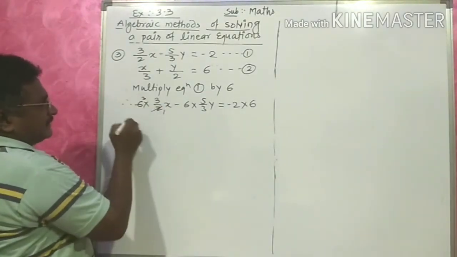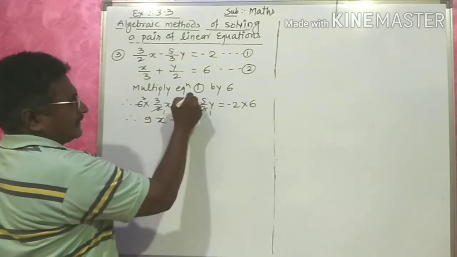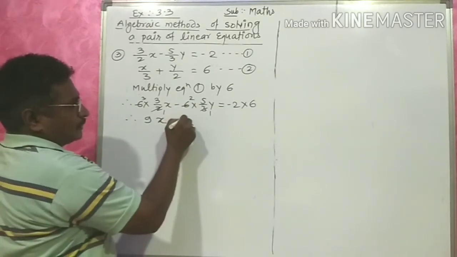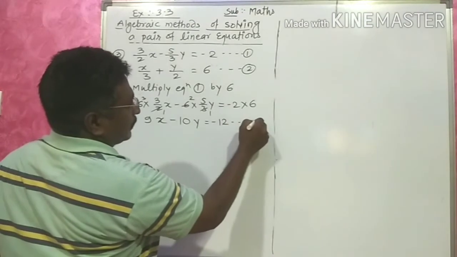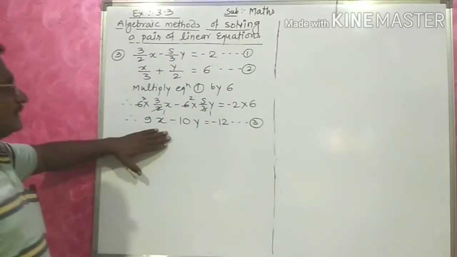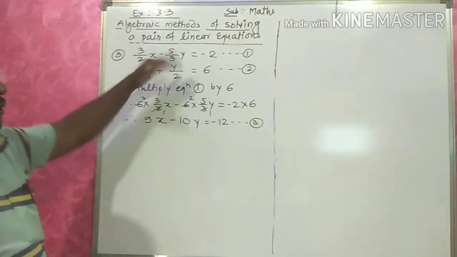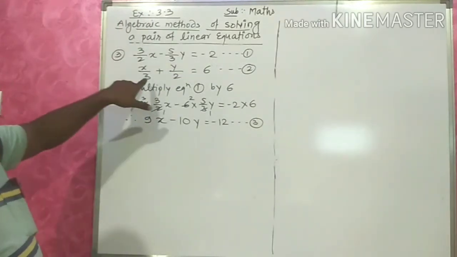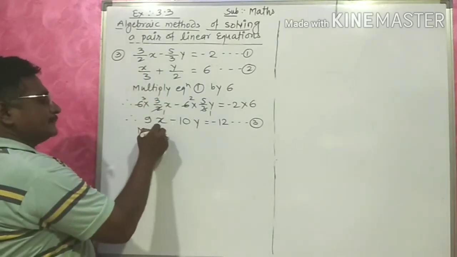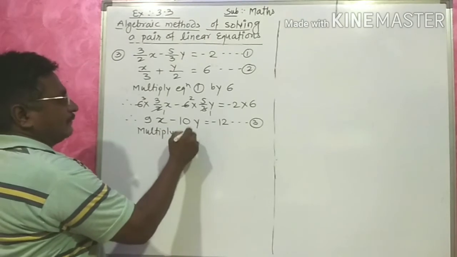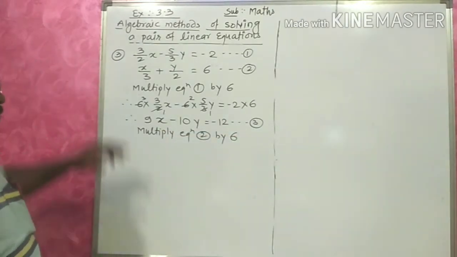Now what will we get? 2 3s are 6, so 9x minus 3 1s are 3, 3 2s are 6, so 10y equals to minus 12. Now equation number 3. Got the simple equation? We eliminated the denominator, which means now there is no fraction. Same way, equation 2 also. So multiply equation 2 by 6.